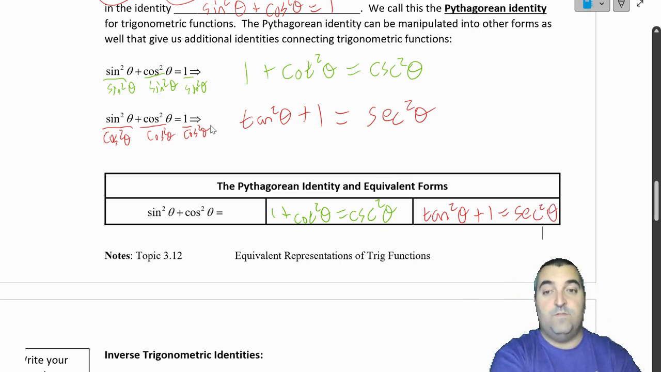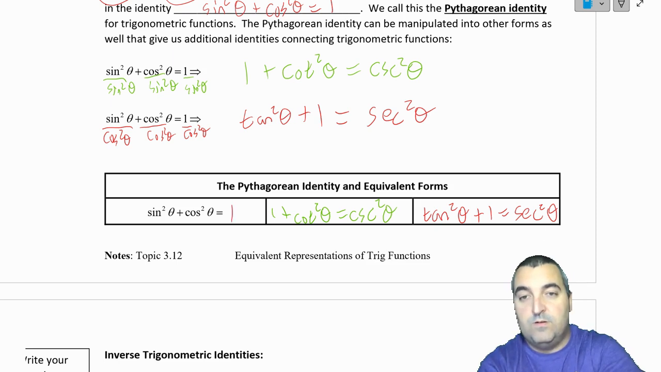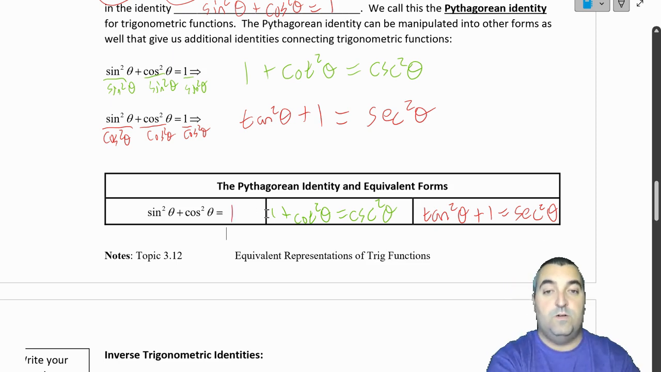So again, if you know sine squared plus cosine squared equals 1, you then can figure out that 1 plus cotangent squared equals cosecant squared, and also tangent squared plus 1 equals secant squared. There is your Pythagorean identities, and thanks for watching.